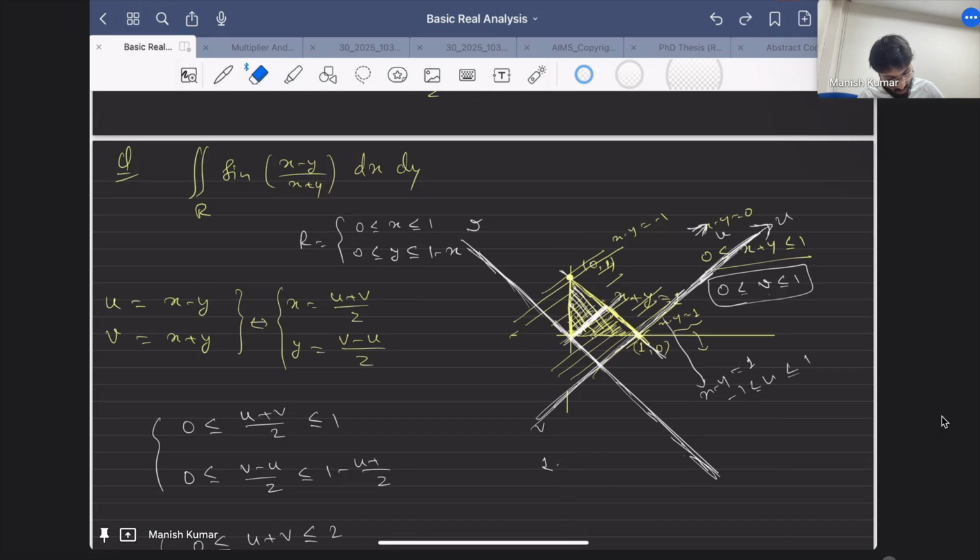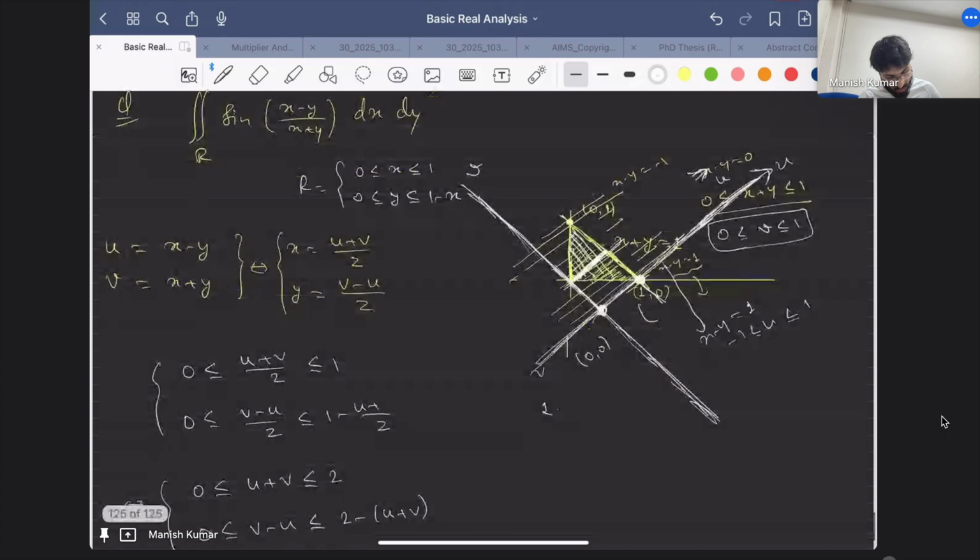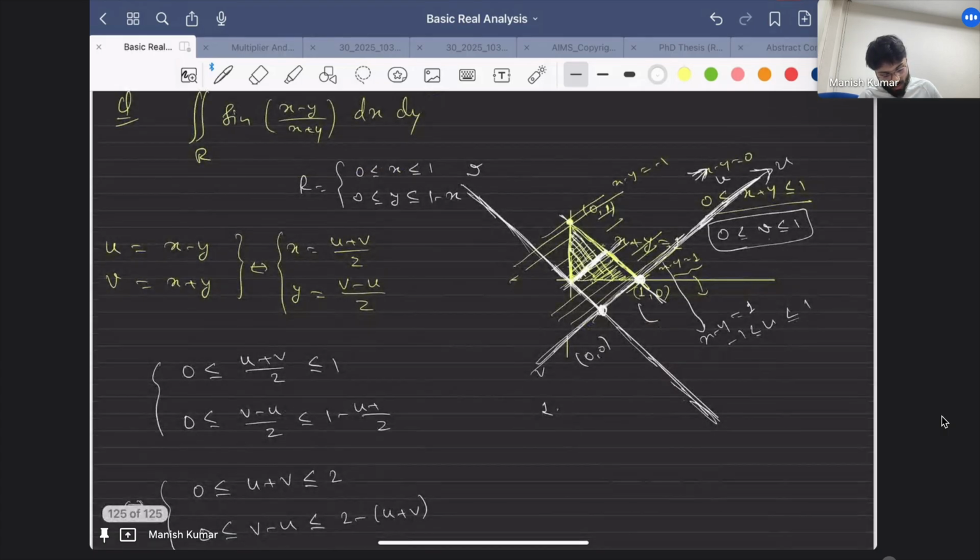So let me just write. If I'm saying this is my 0 0 in this new coordinate, then what would be this point? This is 1 comma 0, right? And this would be 0 comma 1. So remove these extra lines.